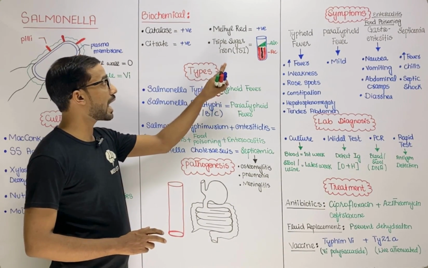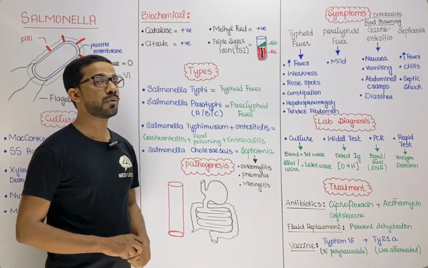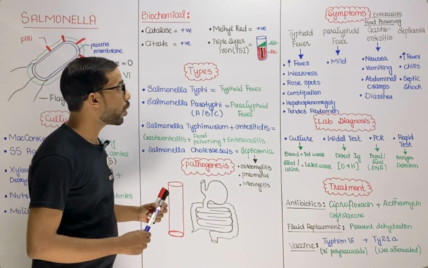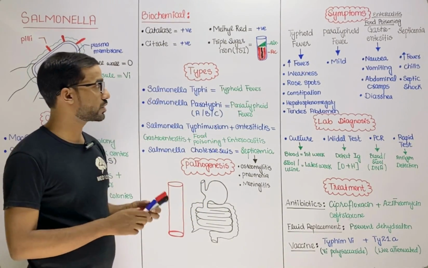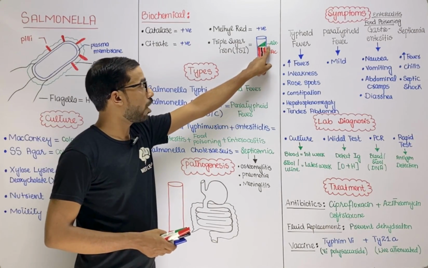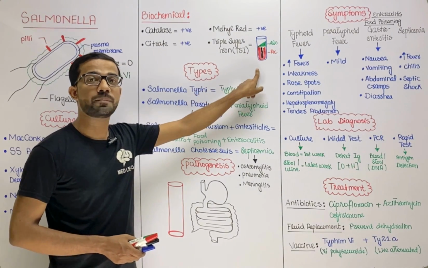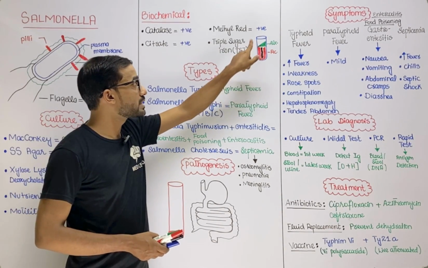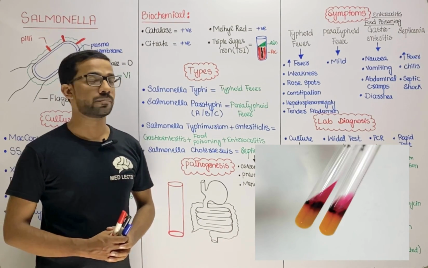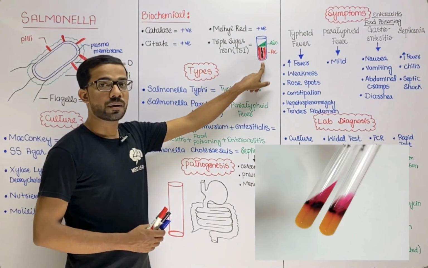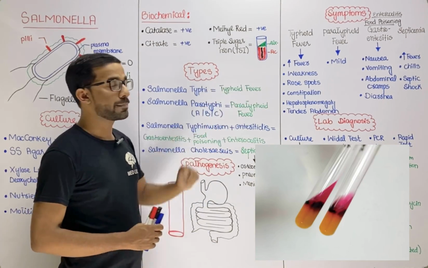Third is the TSI, triple sugar iron test. We take a test tube, and in the test tube we take the media. In that case, we make a curved or slant-like structure at the top, and at the bottom we will see the butt. Slant at the top, butt at the bottom. The slant will be alkaline, and it gives red color, while the butt is acidic, and it will give yellow color. So this is the important thing.